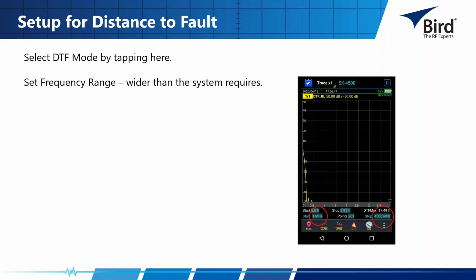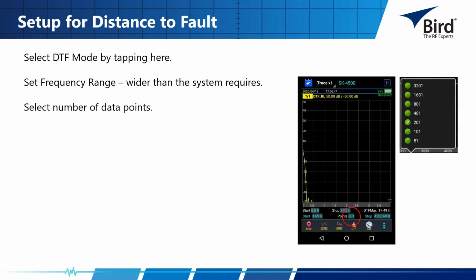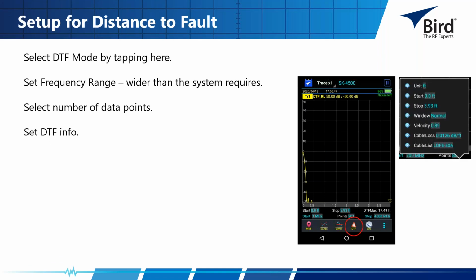Set the frequency range wider than the system requires. So in this case, I'm set from 1 megahertz to 4,500 megahertz. Select the number of data points, and you can select from 51 all the way up to 3201. The more data points, the more resolution. Set your DTF info.